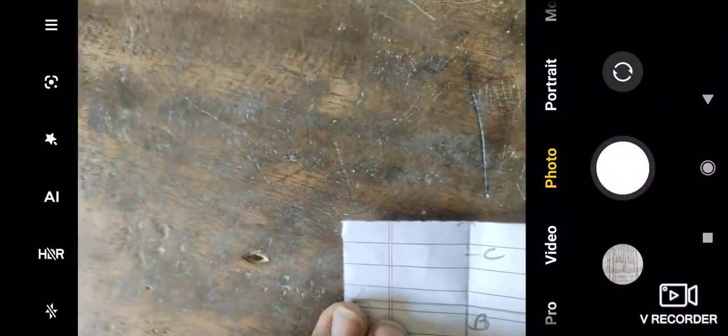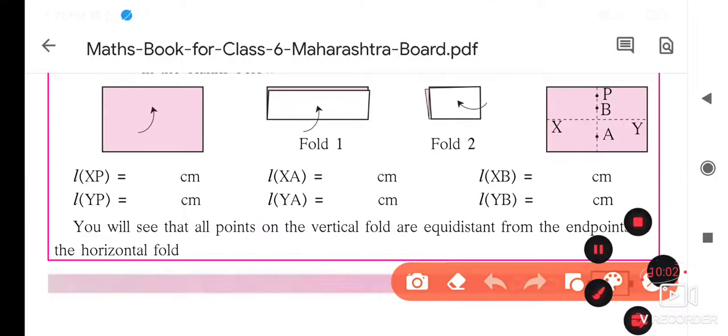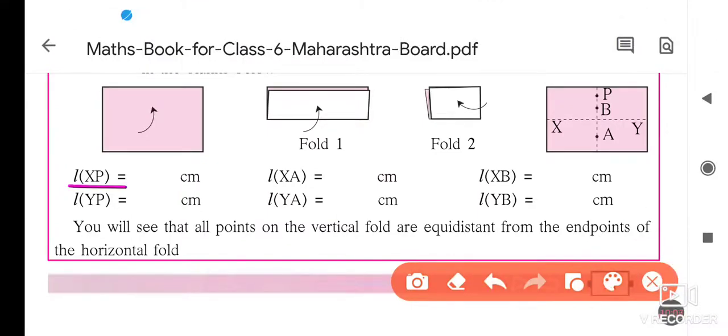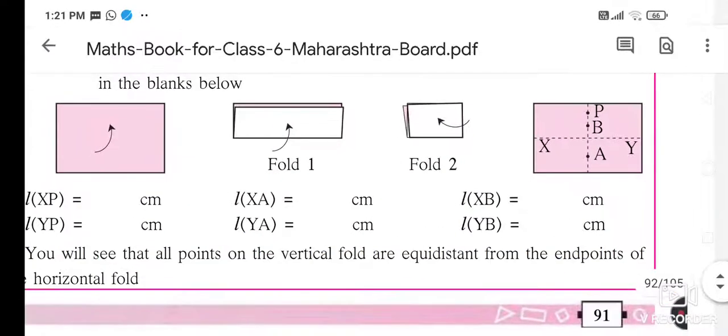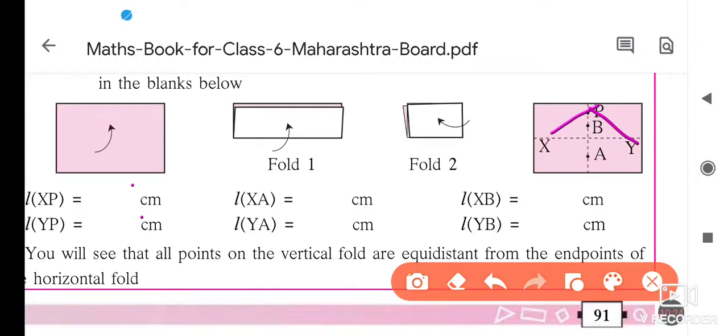Then after that, we have to measure all the distances. So you have to do this activity on paper, the way I just showed, and then measure XP. You have to measure the distance of XP and YP also. You will notice that the distances of XP and YP are the same. I have not shown you now, but if you join X and P and Y, you will notice that the distance is the same.